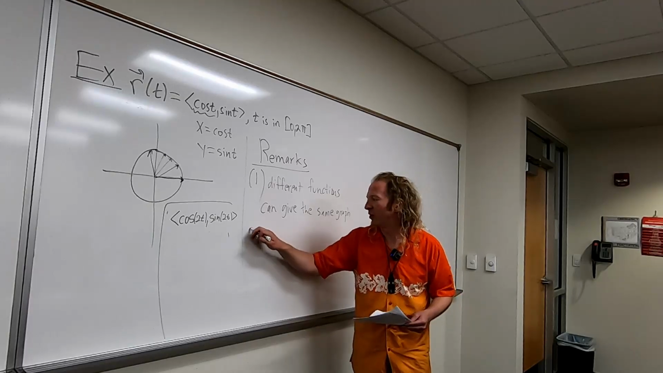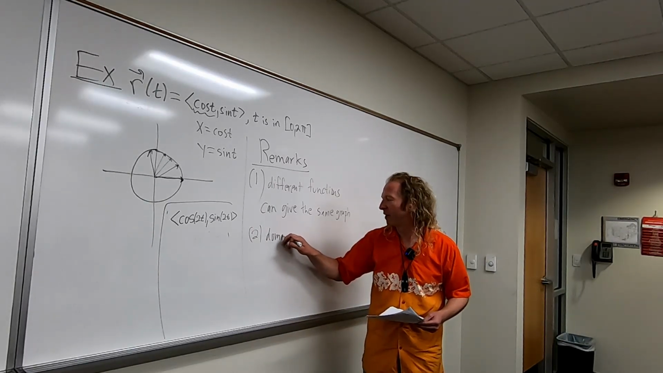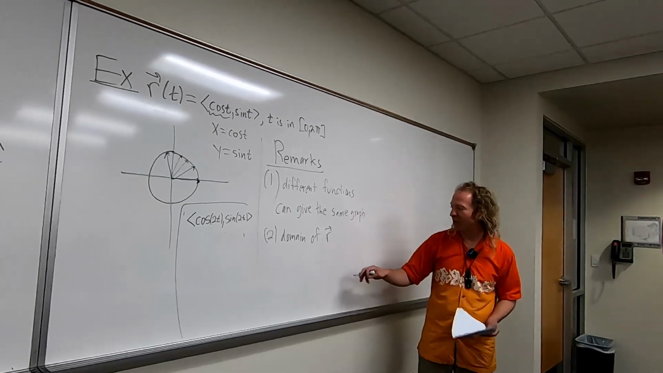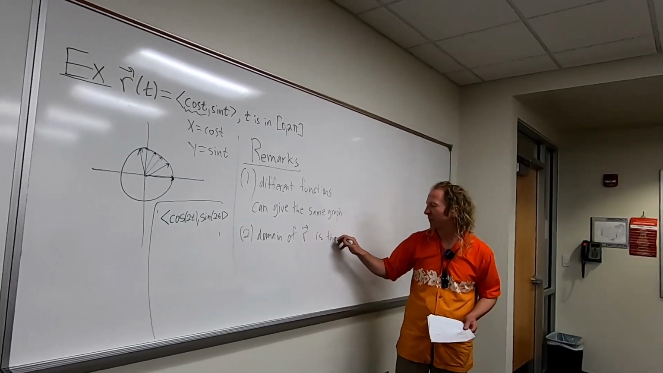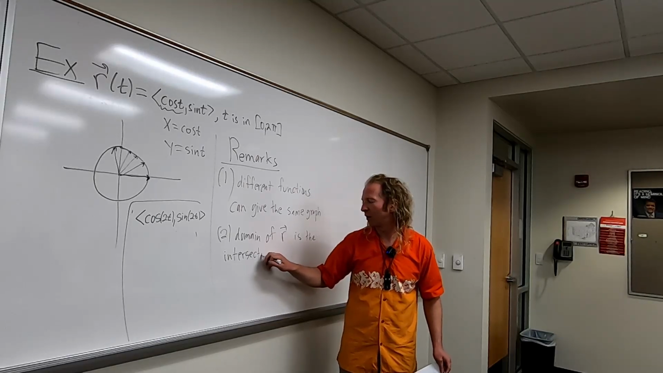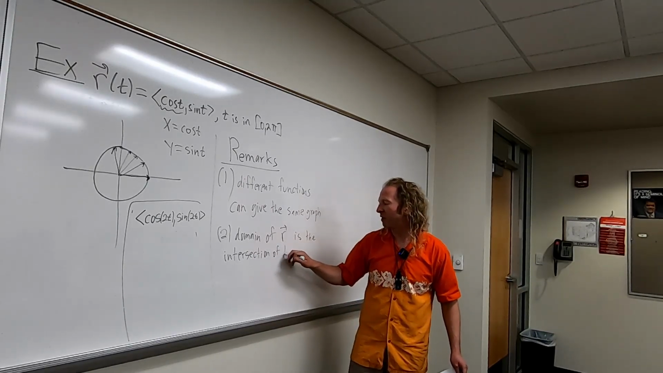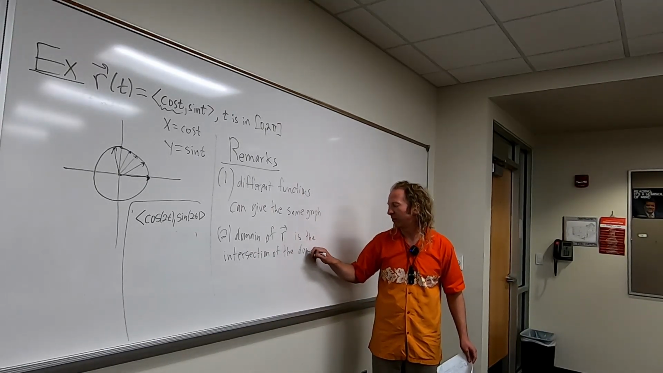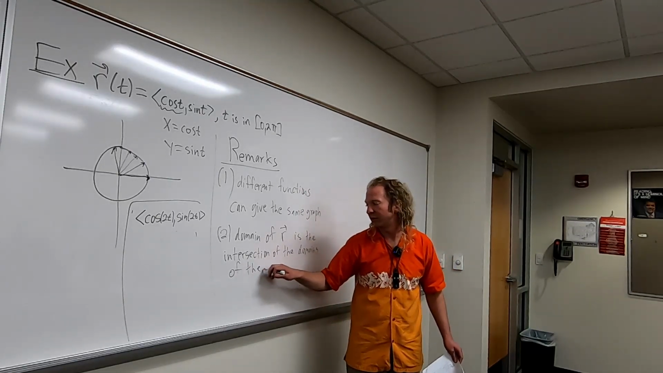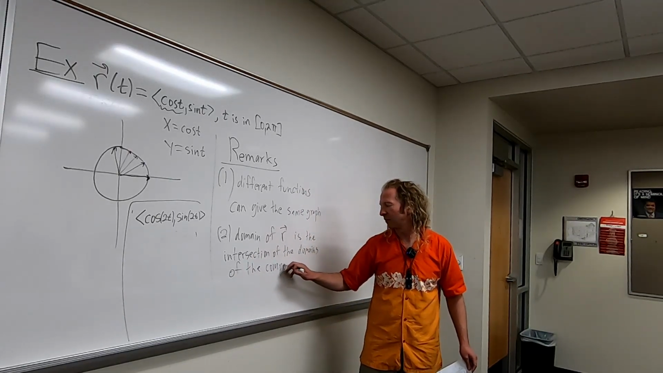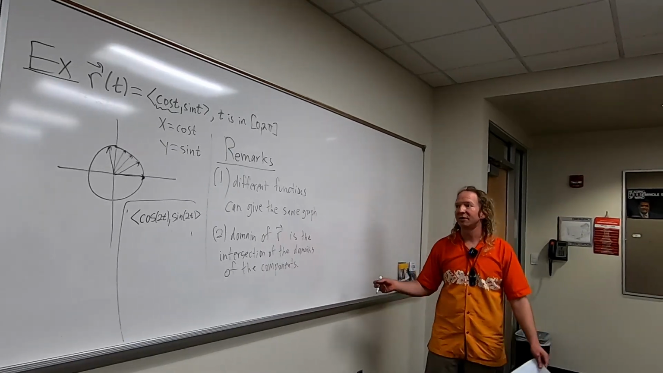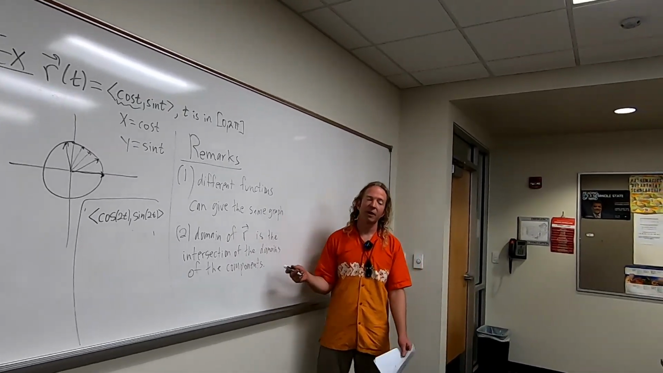Well, why not 2? The domain of R. I don't think this is going to come up, but the domain of R is the intersection of the domains of the components. In other words, the component functions. So everything has to make sense. That should make sense that it's the intersection.